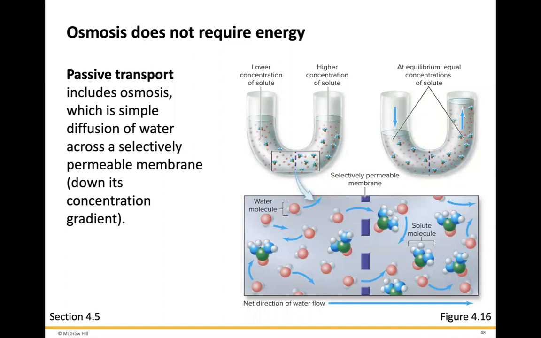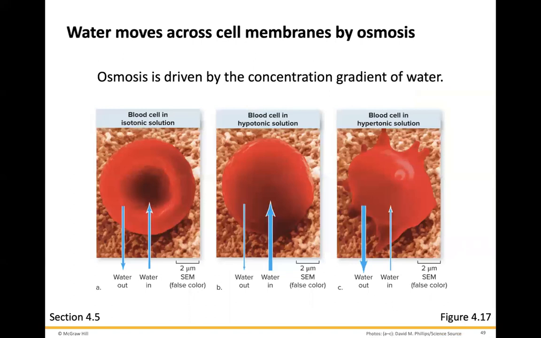Now, osmosis is a form of passive transport, which is simple diffusion of water across a selectively permeable membrane down its concentration gradient. This also does not require energy. Water moves across cell membranes by osmosis, which is driven by concentration gradients. So if you have a blood cell in an isotonic solution, something like saline, no movement occurs. Water in equals water out.